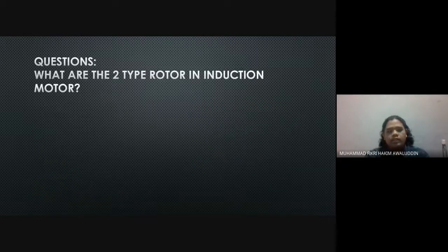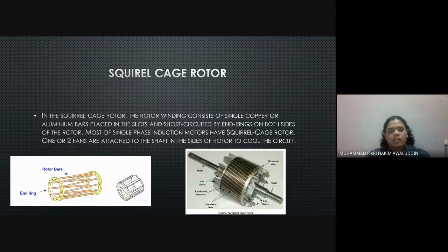So my second question is, there are two types of rotor in the induction motor. So what are they? They are the squirrel cage rotor and the wound-type rotor. So for the squirrel cage rotor, the rotor winding consists of single copper or aluminum bars placed in the slots and short-circuited by end rings on both sides of the rotor.